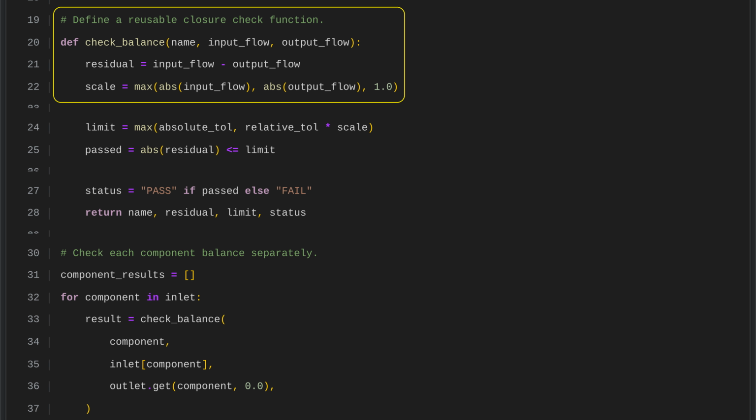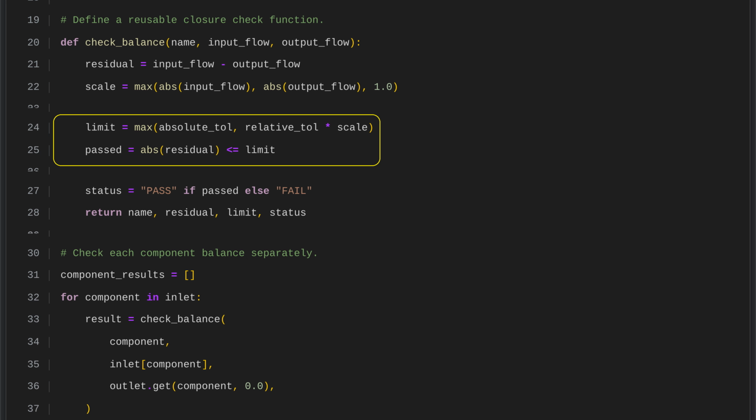The check balance function evaluates whether a component's input and output flows are balanced. It finds the residual by comparing the input flow with the output flow, then normalizes that difference using a scale based on the larger flow magnitude, with a minimum scale of 1. This makes the discrepancy easier to judge against tolerance limits.